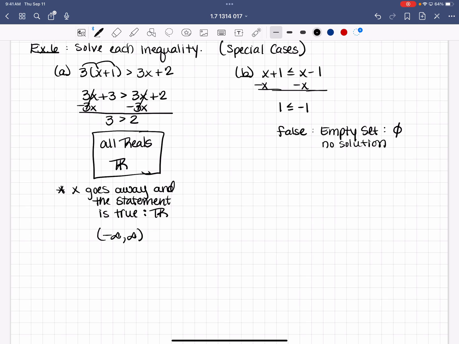And what that means is it doesn't matter what x you pick. You never can make it true. Because what happens in the end is they're always saying right here that 1 is less than or equal to -1. You're adding the same thing to both sides with whatever x you pick. And 1 is never going to be less than -1. So there's no solution. There's no x you can pick that's going to make it work. Okay?